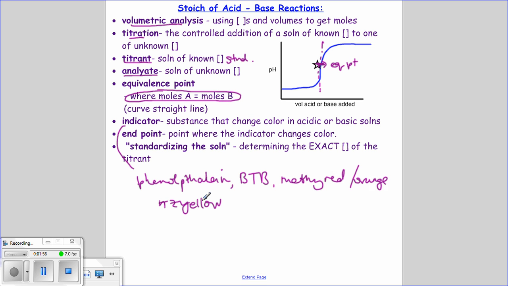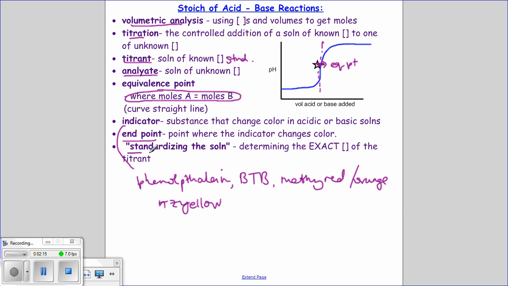So we choose our indicator based on what we are titrating. The endpoint is where the indicator changes its color, going from the protonated to the deprotonated form or vice versa of that weak acid. That's just a little known fact. We'll get into that a lot more when we get to acid-base equilibrium.